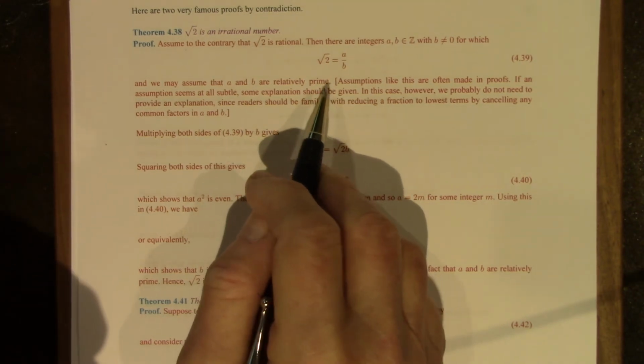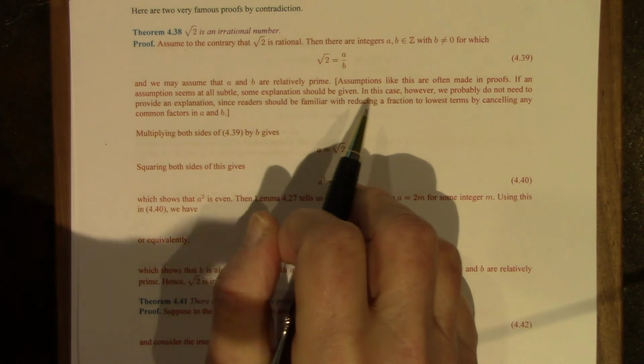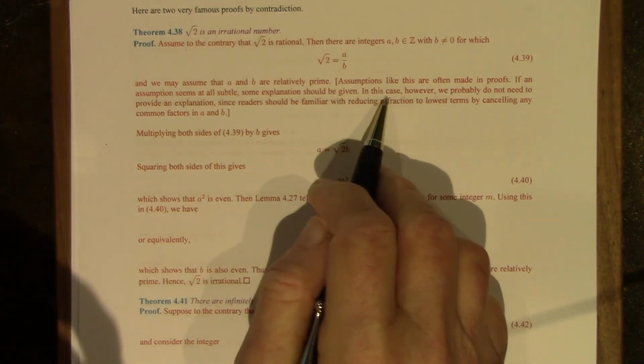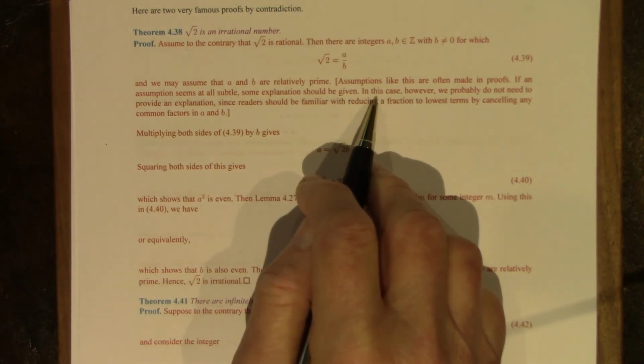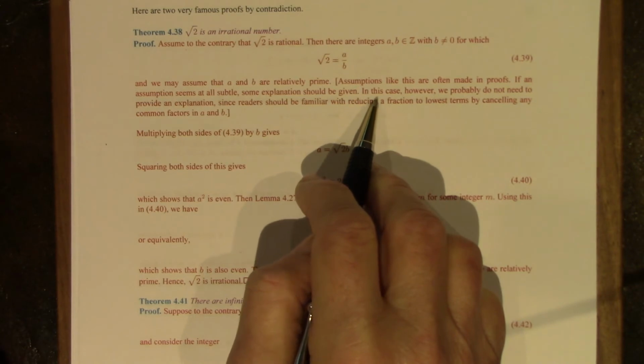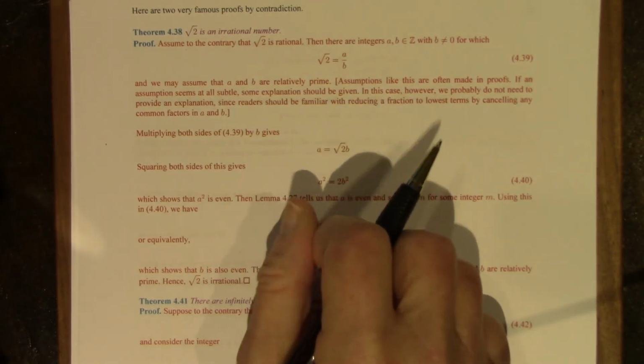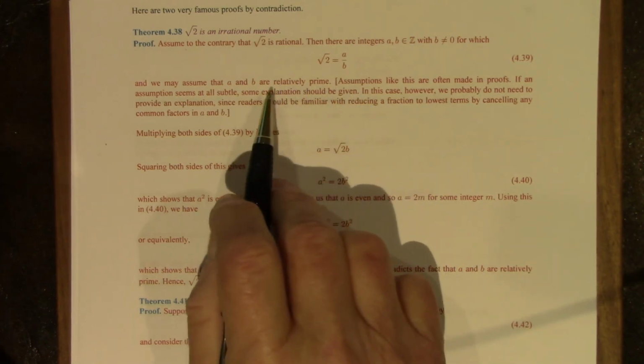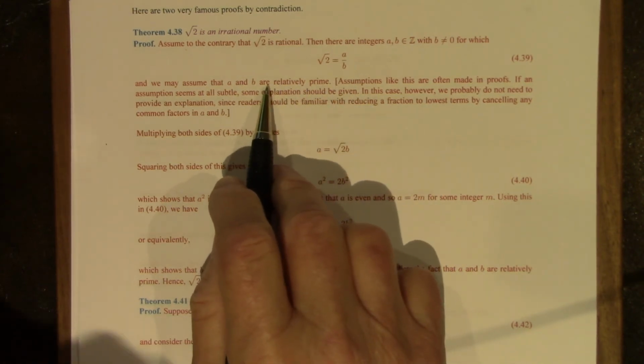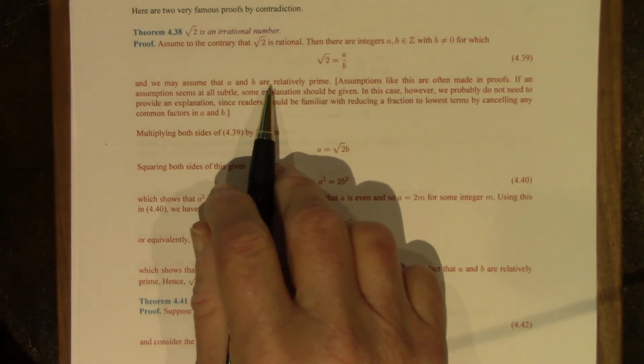Assumptions like this are often made in proofs. This is, again, thinking out loud. But if an assumption seems at all subtle, some explanation should be given. In this case, I'm on the fence.